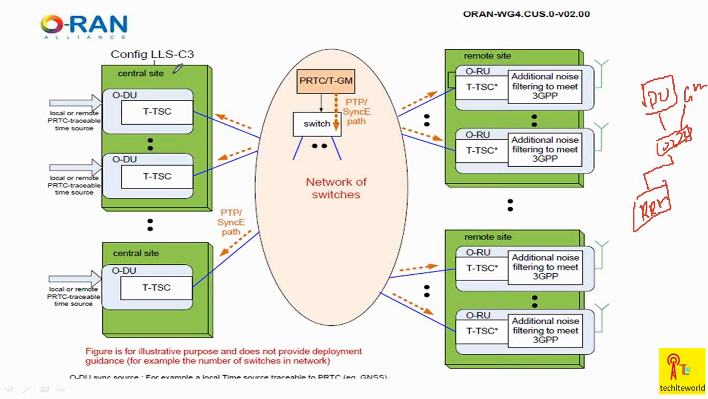So, local or remote traceable time: after the grandmaster receives the timing packet from GPS, it will broadcast towards the central side, meaning the DU side, as well as the RRU side, and as well as the CU side. This is the central side CU. But our main concern is this. The grandmaster will broadcast the sync packet, and this DU or RRU should respond back, 'Yes, I received this thing.' So this is the architecture for LLS 3.